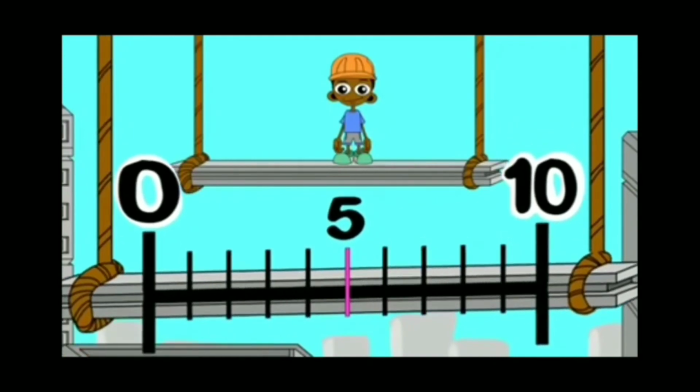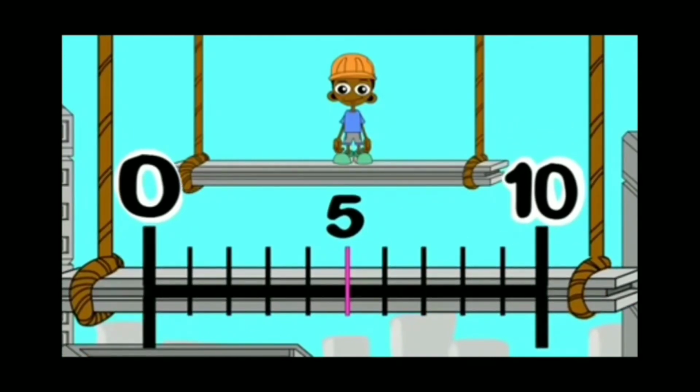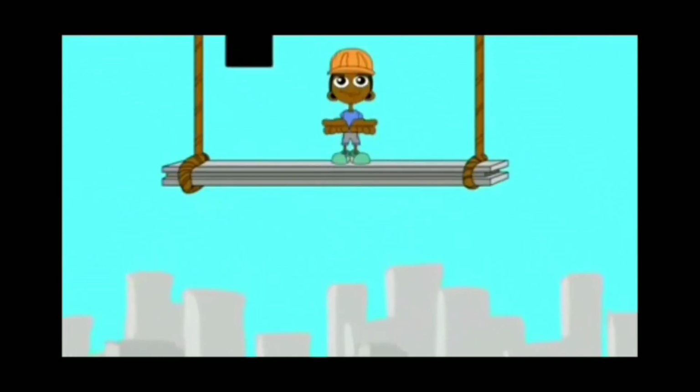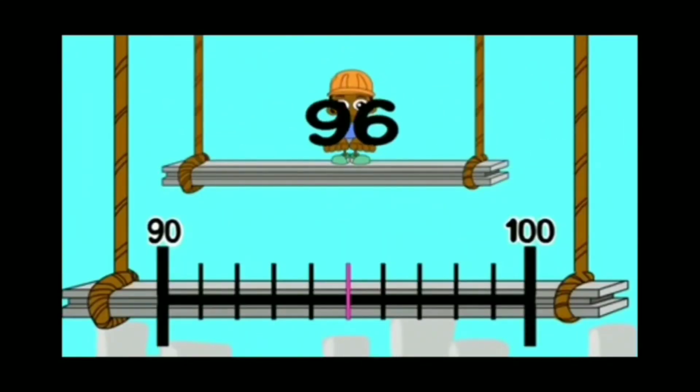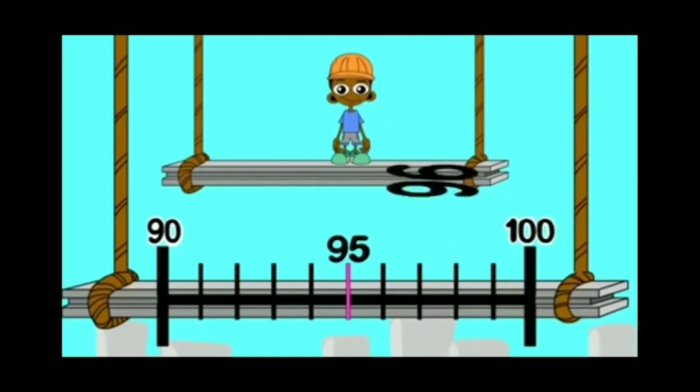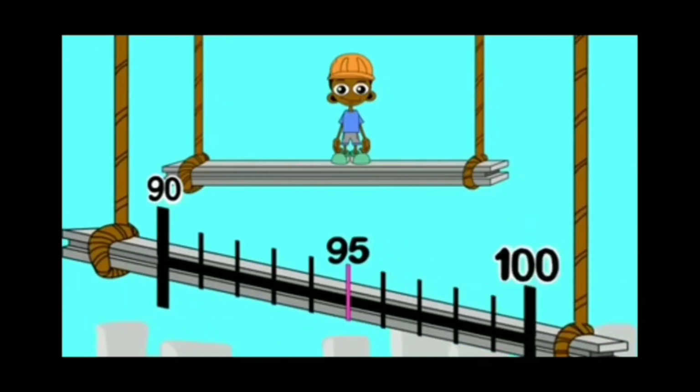And sometimes the nearest tens is 100. Look at 96. The benchmarks are 90 and 100. The midpoint is 95. 96 is greater than 95. So 96 rounds up to 100.